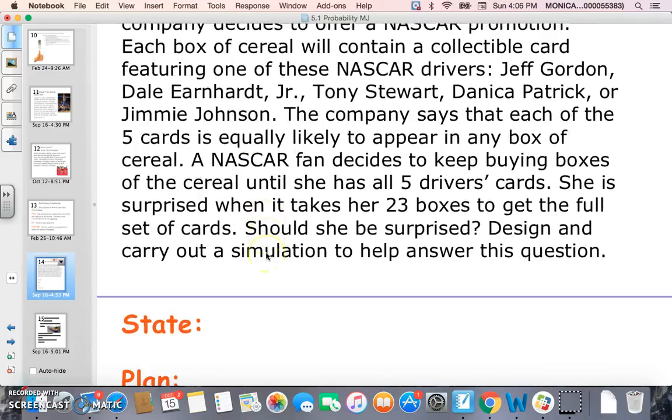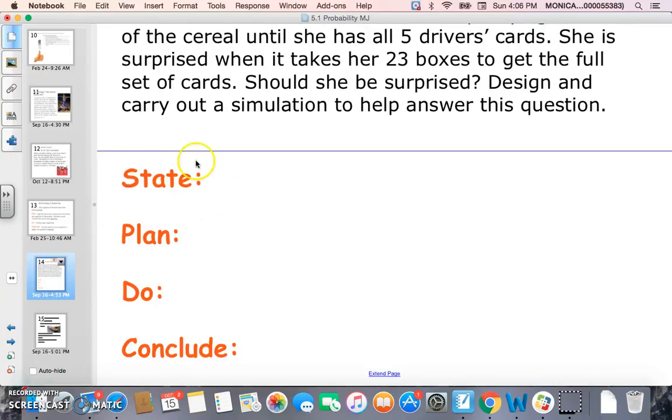So the first place you're going to start is by stating what you think is a good question. So for state, you could say something like, what is the probability that it will take 23 or more boxes to get a full set of 5 NASCAR collectible cards? Okay, for our plan, you might want to pause the video and try to come up with a plan on your own and then check it with what I'm about to say.